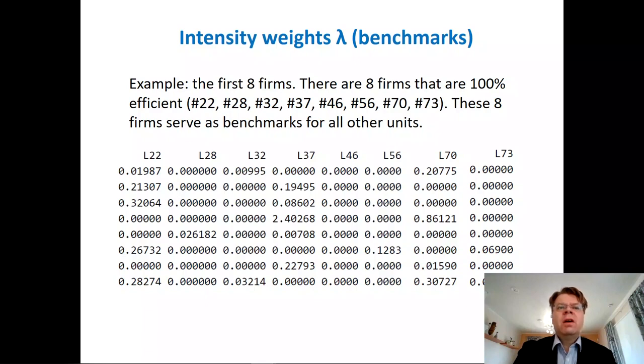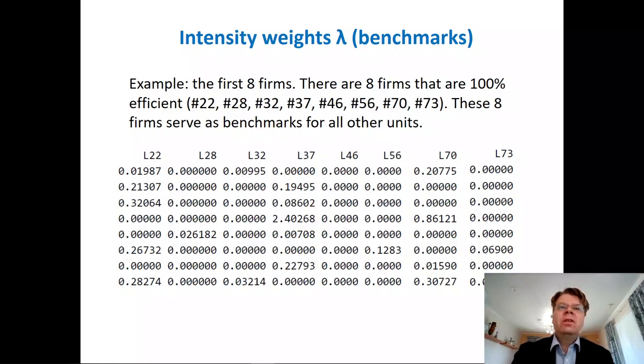So in the table on this slide, I have again considered this example of 8 units that are the first ones in the list. So the 8 rows with these numbers are the 8 first electricity distribution firms in the sample. And then those columns, L22, L28, and so on, they refer to these 100% efficient units used as the benchmark. And the numbers, with 5 decimal digits, indicate the weights of those benchmark units. So for example, think about the first electricity distribution firm in the sample. Remember, its efficiency score was less than 1, so the first unit is inefficient according to DEA, and the efficiency score is calculated by comparing the performance of the first unit against a linear combination of other units.